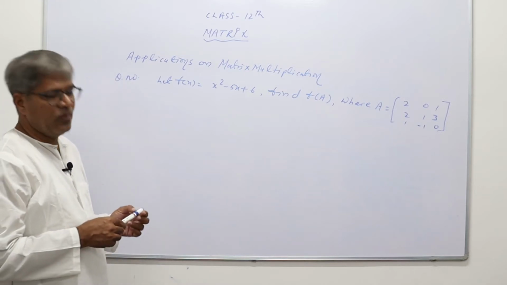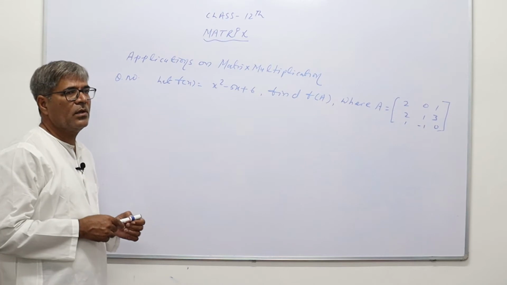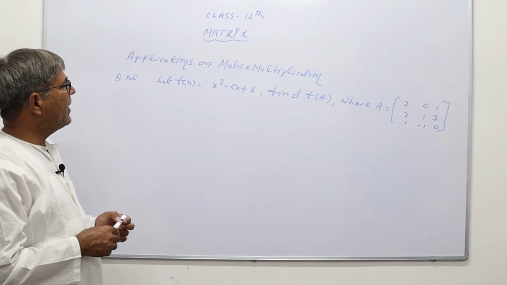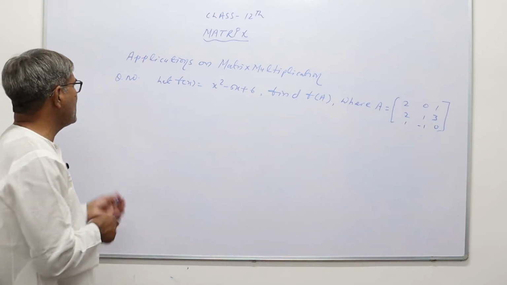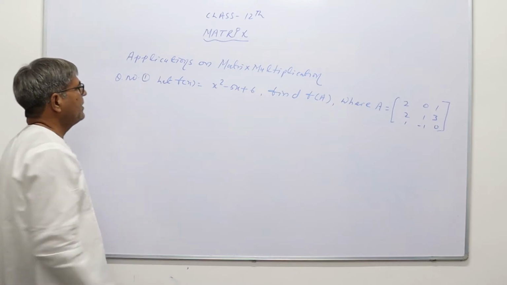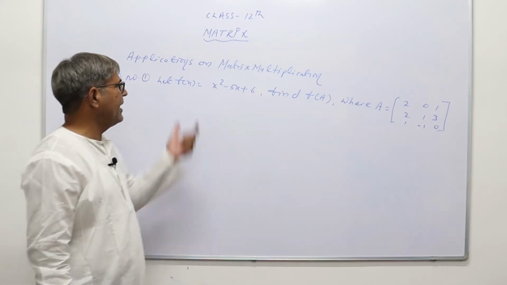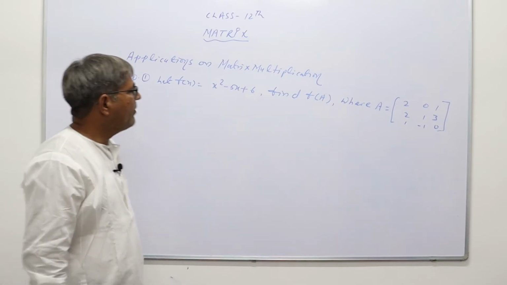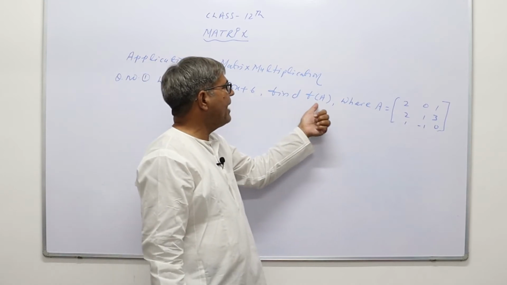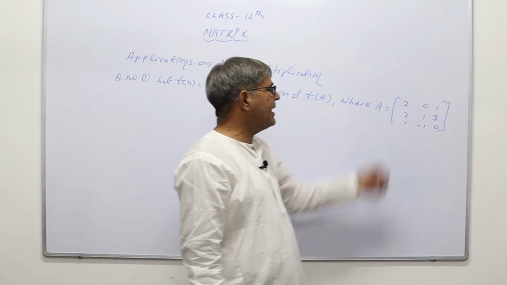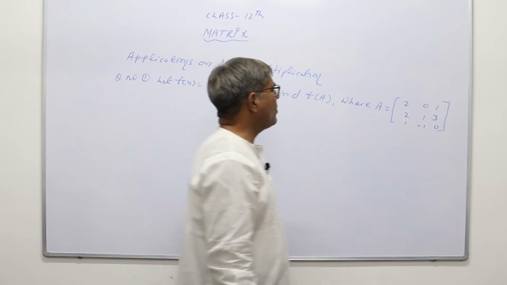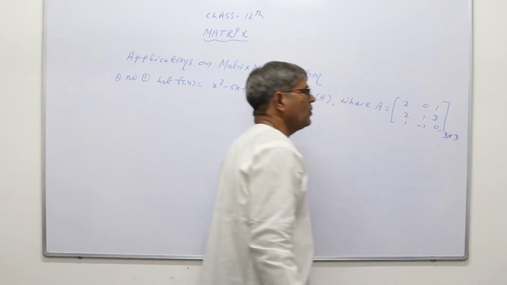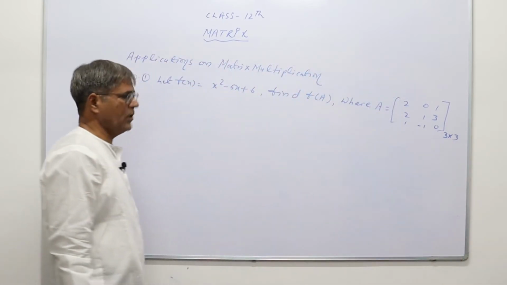In the last video, we did some applications on matrix multiplication. Today again we are doing some more applications. So the first question is: let a polynomial be given, f(x) = x² − 5x + 6. Then we have to find f(A), where A is a given matrix of order 3 by 3, having elements 2 0 1, 2 1 3, 1 −1 and 0.